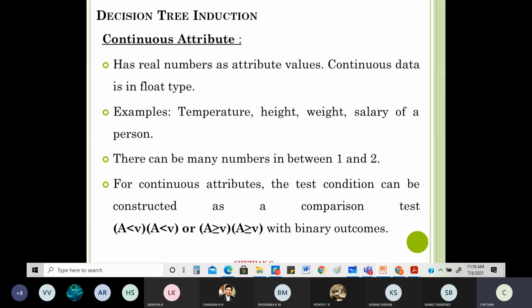See, these things generally take, in very simple words, the floating point type. 1.5, 1.2, like that. They take a larger number, they take a floating point number. So how can you represent this? The representation of these continuous attributes, these test conditions, everything can be constructed in the form of what is known as range values.